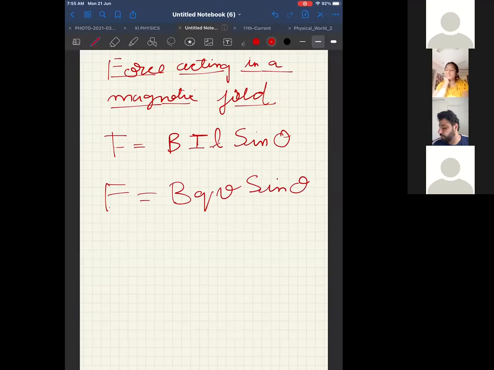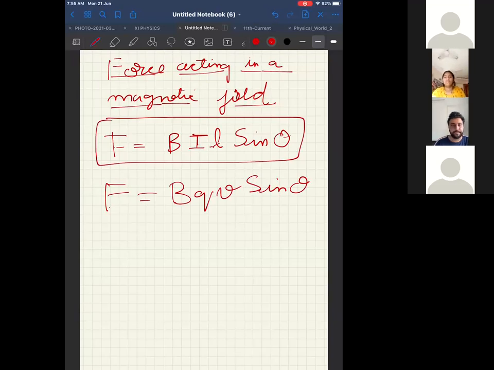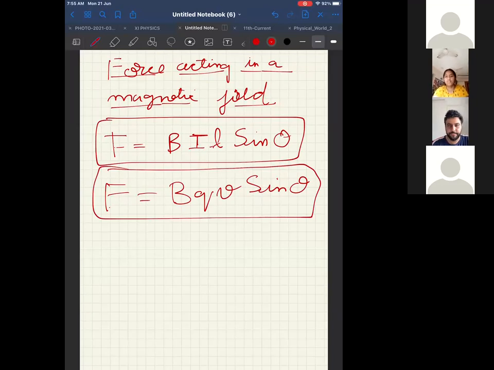Tell me, have you seen these two formulae for force before? Just look at the screen and tell me, have you encountered these two formulae before? First formula for force is F is equal to BIL sin theta. And the second formula is F is equal to BQV sin theta. Tell me, have you encountered this before, or is this the first time you're seeing it? First time? Yes.